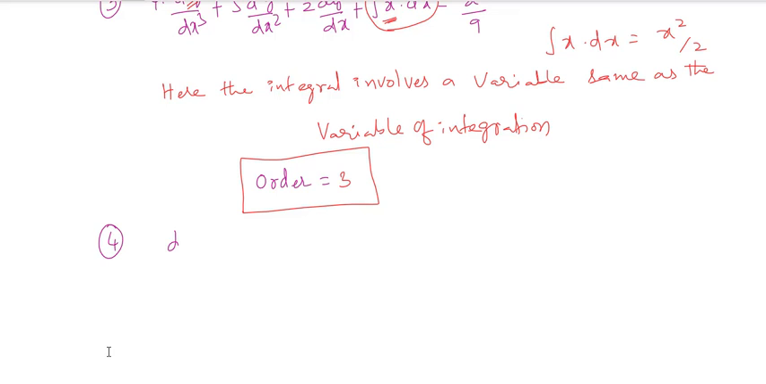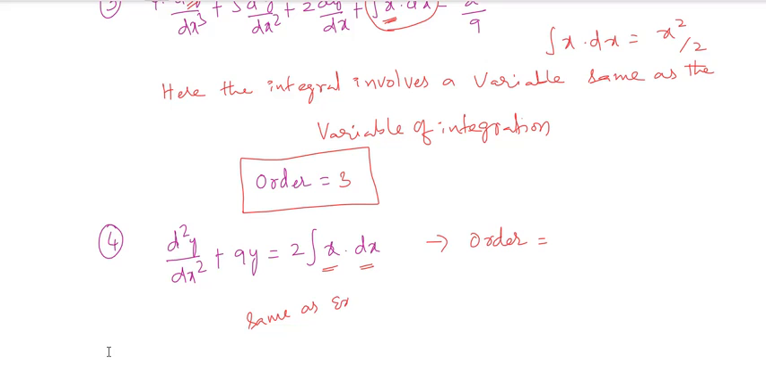If I give an example like this: d square y by dx square plus 9y equals 2 into integral x into dx. So for this I require the order. What is the order for this? Same explanation as your earlier case. See, this integral involves a variable same as the variable of integration. That's all. Same as example 3. Am I correct or not?